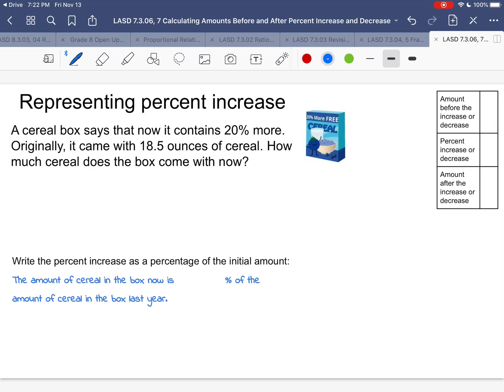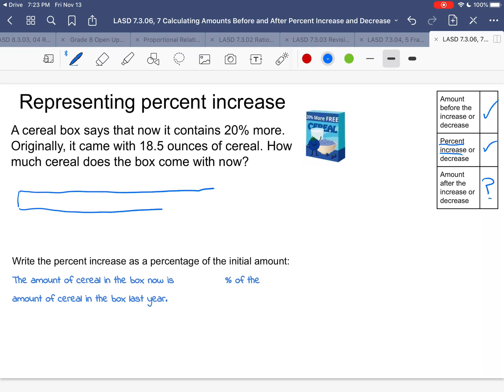So here we've got an example of a cereal box that now contains 20% more. So that's a percent increase. And originally it came with 18.5 ounces of cereal. So we have the original amount, and we are looking for the amount that's in the box now. I know that when I add the increase to the amount before, my final amount should be more. So I'm going to draw a tape diagram to represent this.